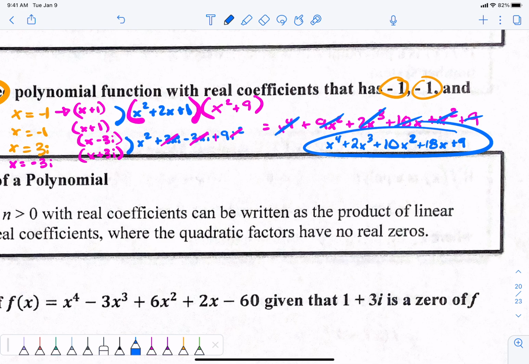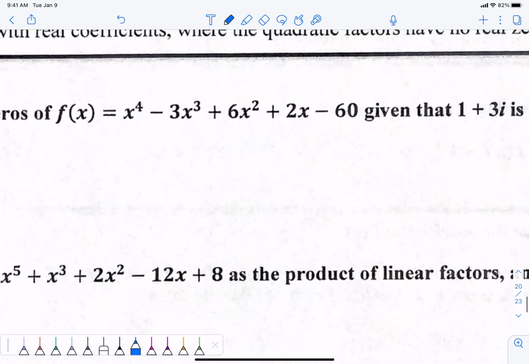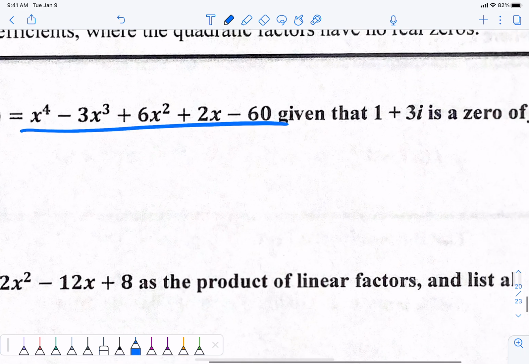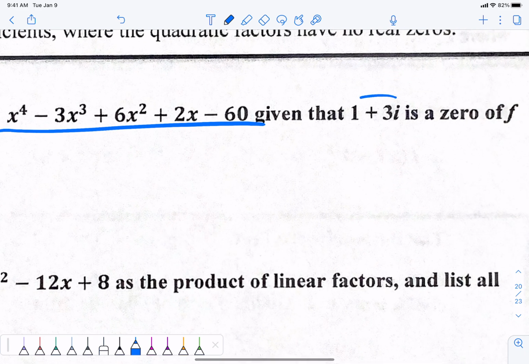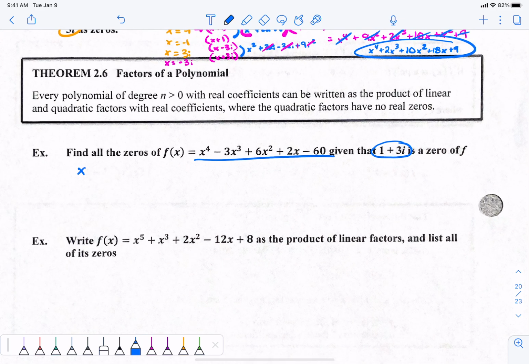Okay. All right, are we ready to go to the next one? How'd you guys do without Ashley? Find all the zeros. Here we go. Find all the zeros. Here is my function, and I know that 1 plus 3i is a zero of the function. That means x equals 1 plus 3i, okay?